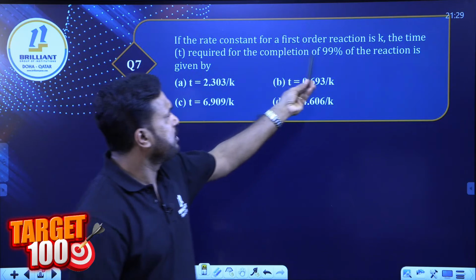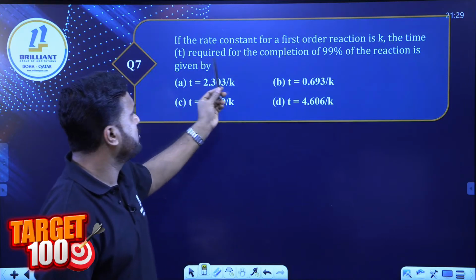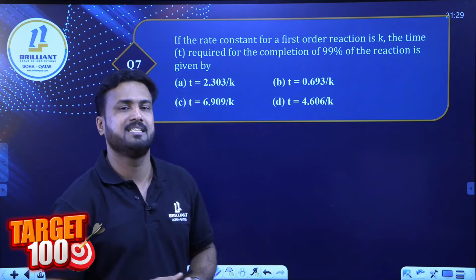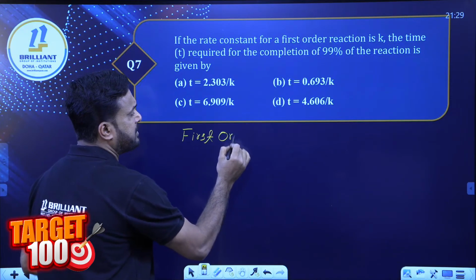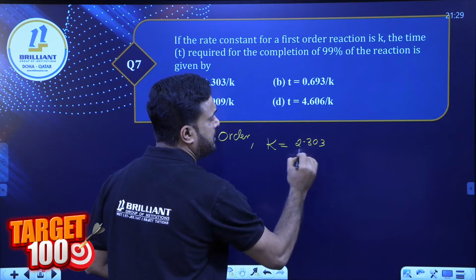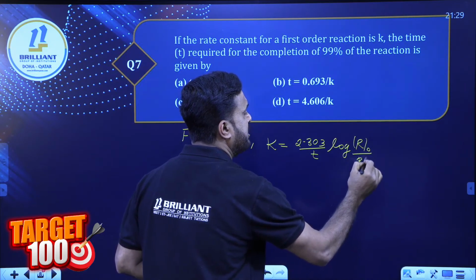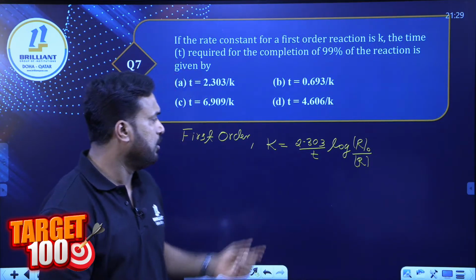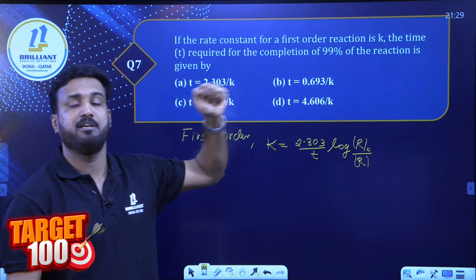If the rate constant for a first order reaction is k, then the time required for the completion of 99% of the reaction is given by. You know that one, we have an equation for first order. K is equal to 2.303 divided by t log R0 divided by R. This is our general equation for first order. So the time required for 99% we need to calculate.